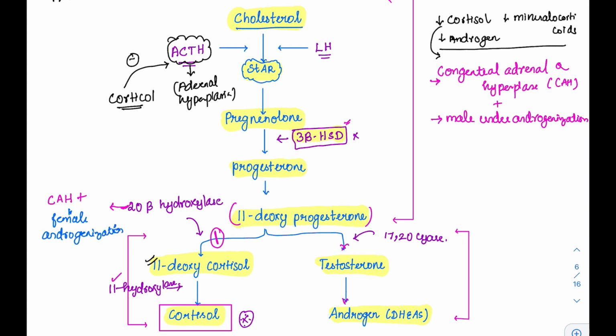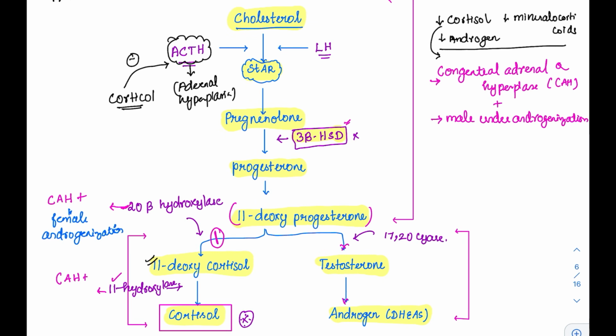Now coming to the 11-hydroxylase enzyme. In 11-hydroxylase deficiency, what is happening? Same thing will happen. Cortisol is not produced. Will CAH be there or not? Yes, CAH will be there. Congenital adrenal hyperplasia will be there. So the next step is, what is going to happen?